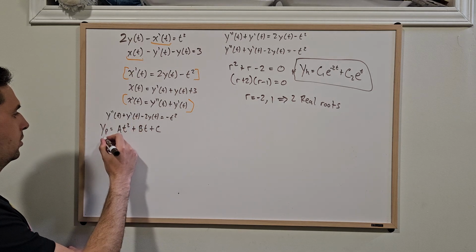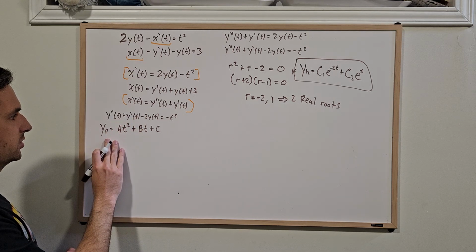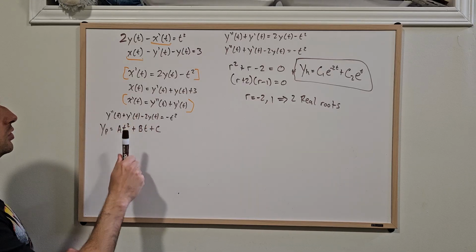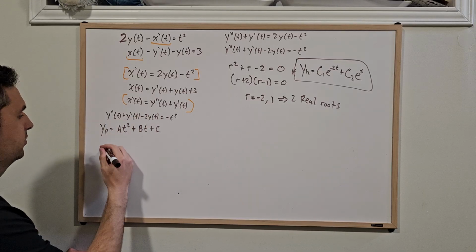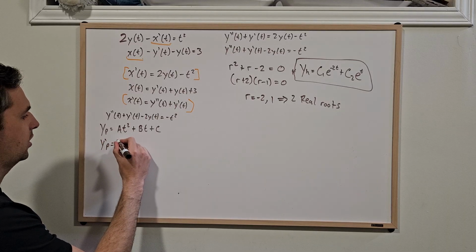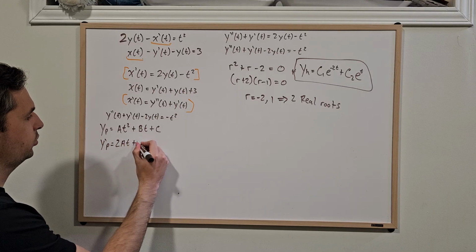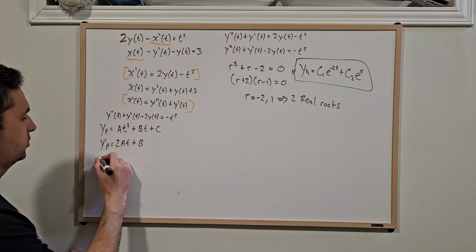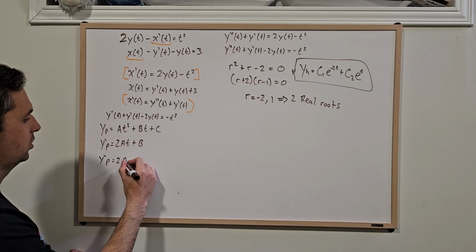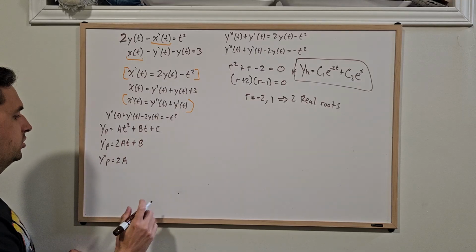Then I need to take the derivative of this, okay? Because I need to be plugging this into here eventually. In order to do that, I need the first derivative and the second derivative, okay? Going ahead and taking the first derivative of this, here we have 2at plus b. C is going to turn to 0. Second derivative here is going to be 2a. B turns to a 0, okay?